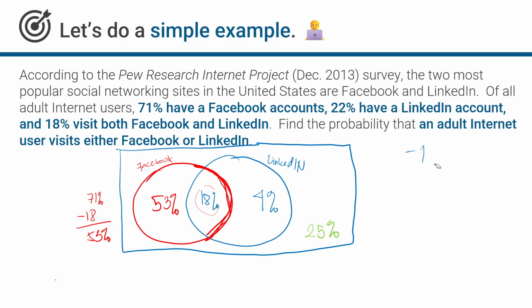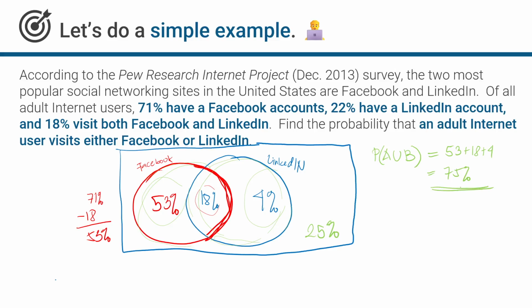Okay, find the probability that an adult internet user visits either Facebook or LinkedIn. So that is P of A union B. It's going to be very easy because we're just going to add them all together. Let's add them first to show this solution actually works: 53 plus 18 plus 4 is equal to 75%.